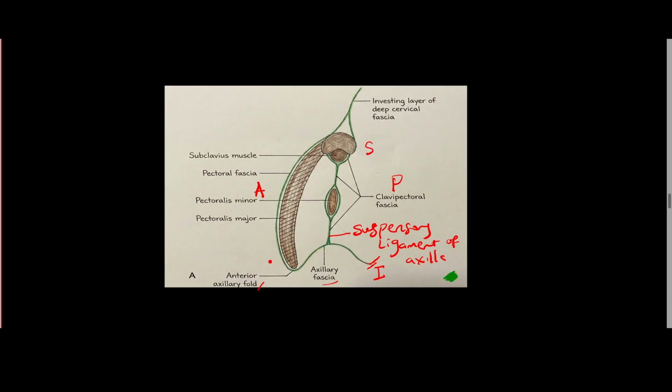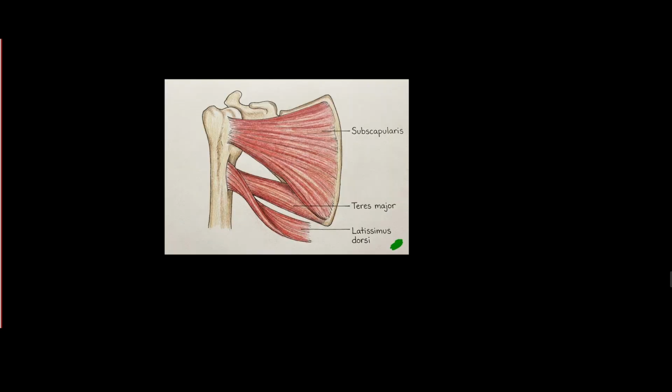Now let's talk about the posterior wall of the axilla. The posterior wall of the axilla is formed by the subscapularis muscle, the teres major muscle, and the latissimus dorsi muscle.